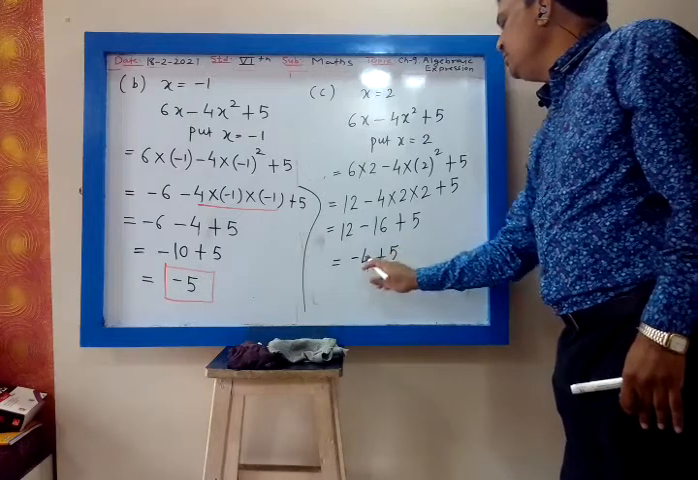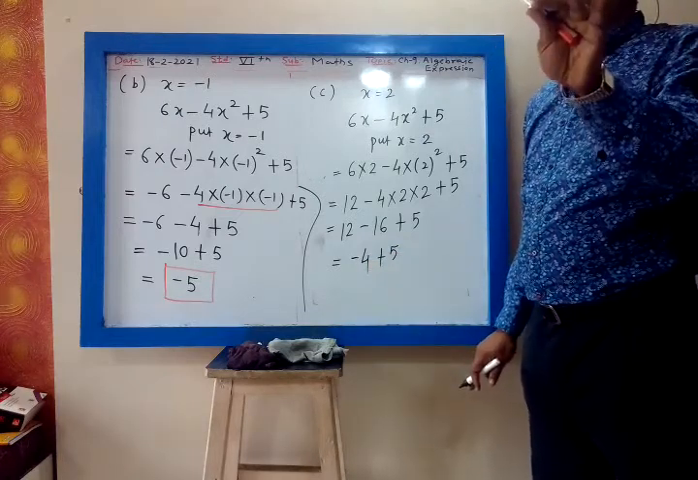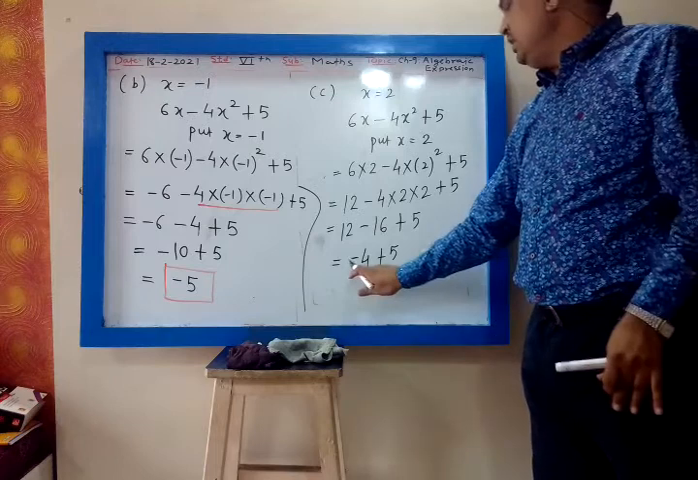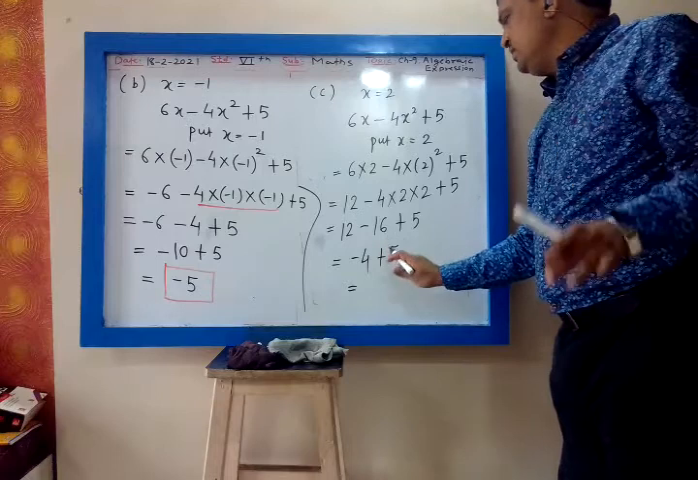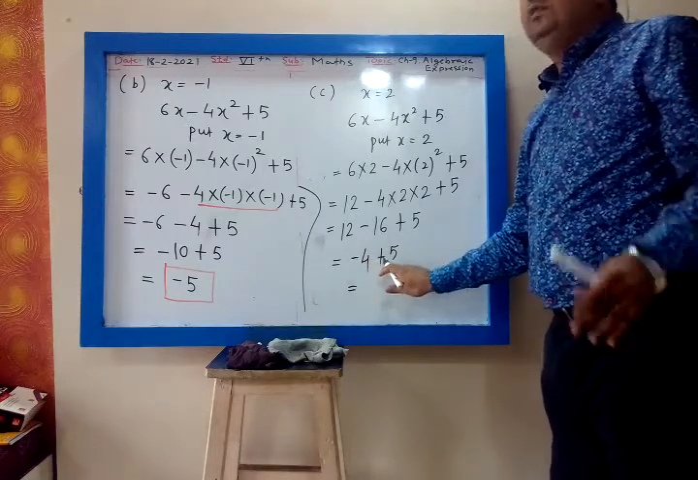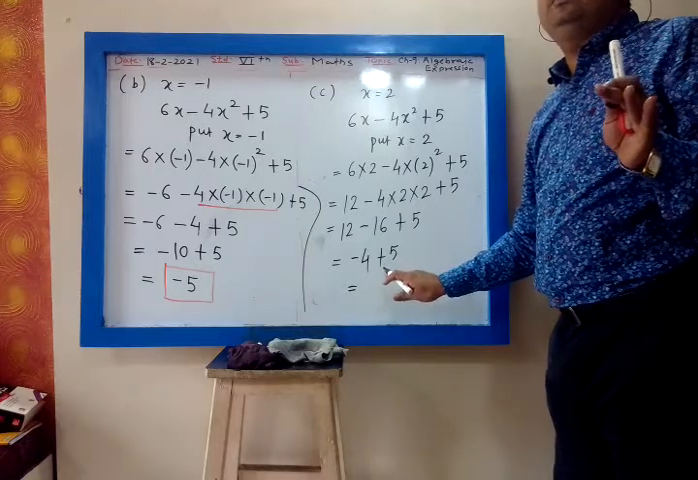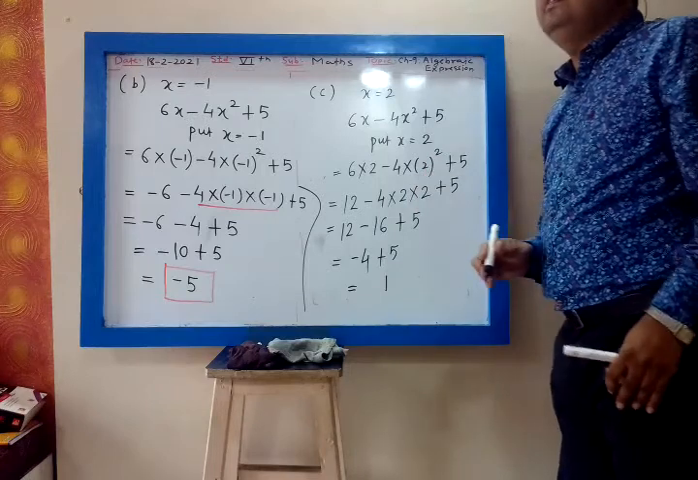Now again they have opposite sign. Minus and plus. With opposite sign, you subtract the smaller number from the bigger number. No, not minus 9, my dear. Minus and plus have opposite sign, so you have to subtract the smaller number from the bigger number. 5 minus 4, 1.